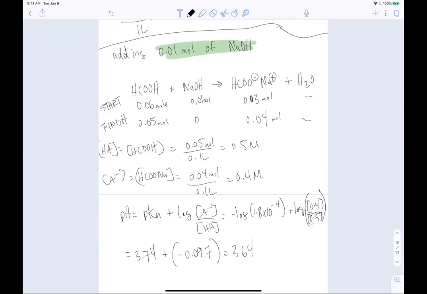Let's see if that's in the answers. Yeah, the correct answer is 3.65. So I don't know, some sort of rounding error on my part, maybe. But that's how you work this. So you do the neutralization reaction, and then you recognize.